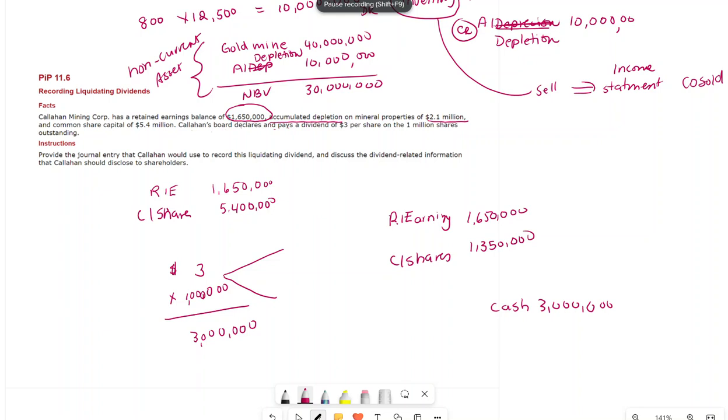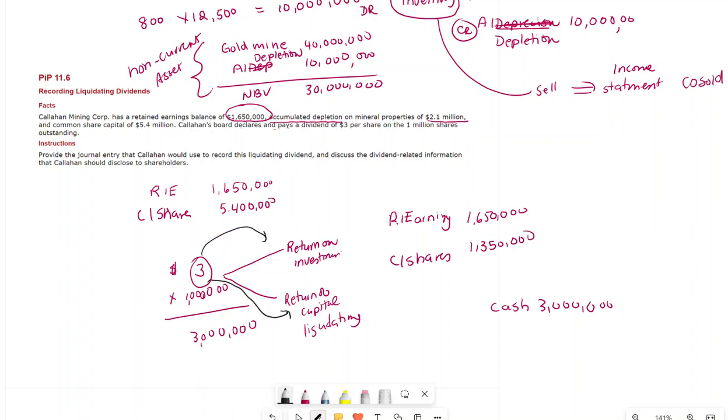And what are we learning from here? We're learning about return on investment, and we're learning about liquidating dividend, which is a return on capital. There's two things we are going to do. What is your return on investment? And then what is a return on capital? On capital, we can also call this a liquidating dividend. So if we paid $3 in a dividend, how much of that $3 was a return on investment, and how much of the $3 was a liquidating dividend? We needed to calculate that.